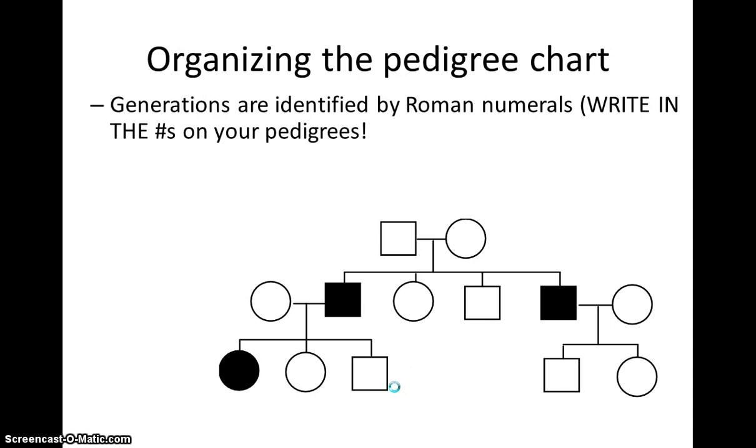Okay. When we're looking at a pedigree, the other thing that a lot of times people will do is identify who has the trait using generational numbers. And to do this, we're going to use Roman numerals, and I want you to actually write these in on your pedigree. So it's just 1, 2, 3. You always start at the top and work down. So those are the generations. This would be the oldest generation, like grandparents, parents, children.